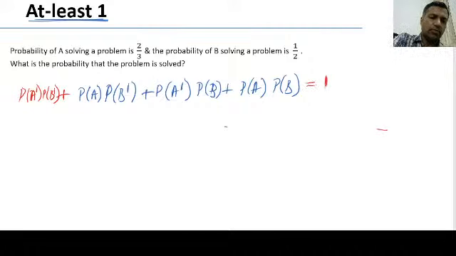This is nothing but the total probability. Put together it becomes 1. Alright, that's 1 because there are only 4 cases. Both of them could not solve the problem, or exactly one of them could solve the problem, or both could solve the problem. These are the 4 cases here, which is equal to 1.